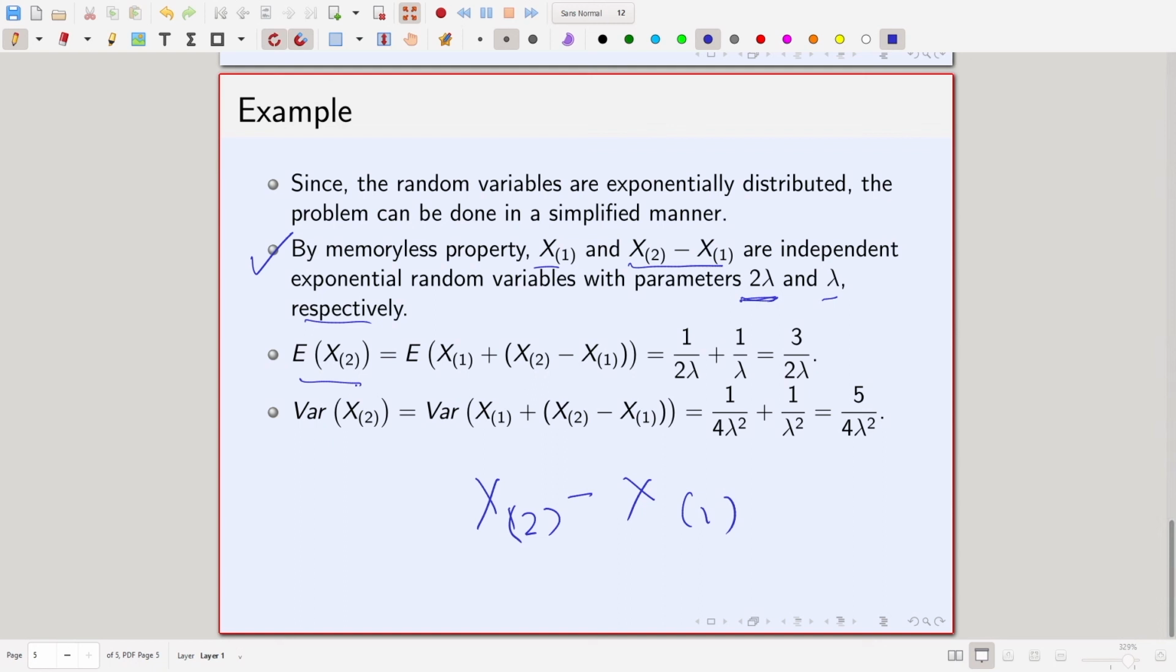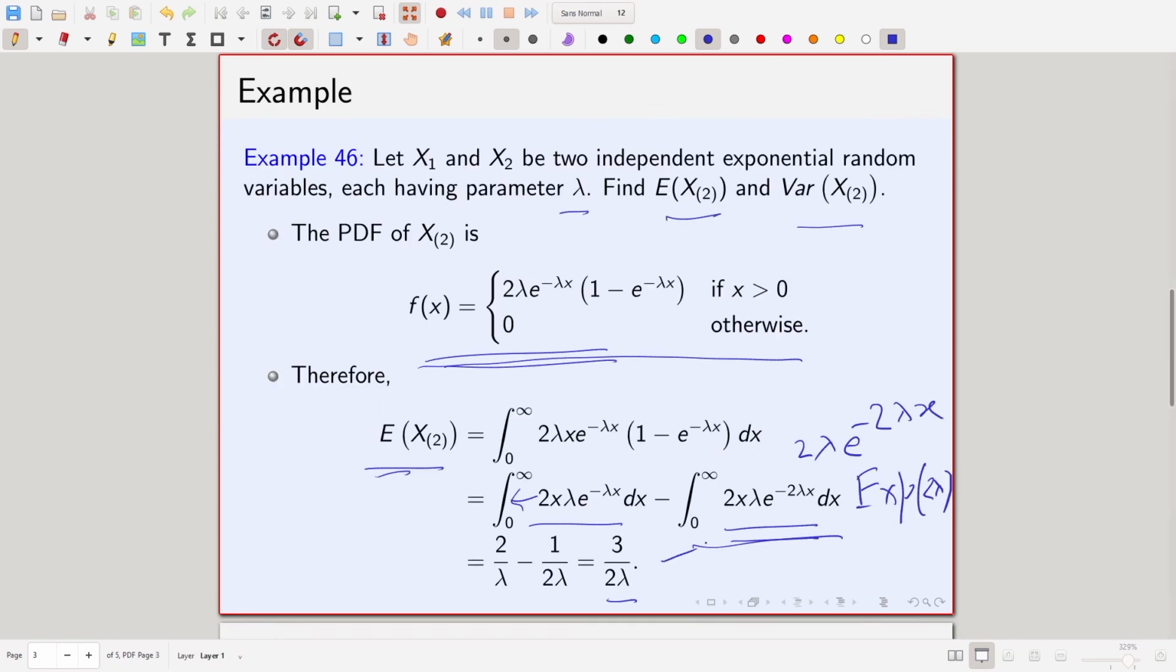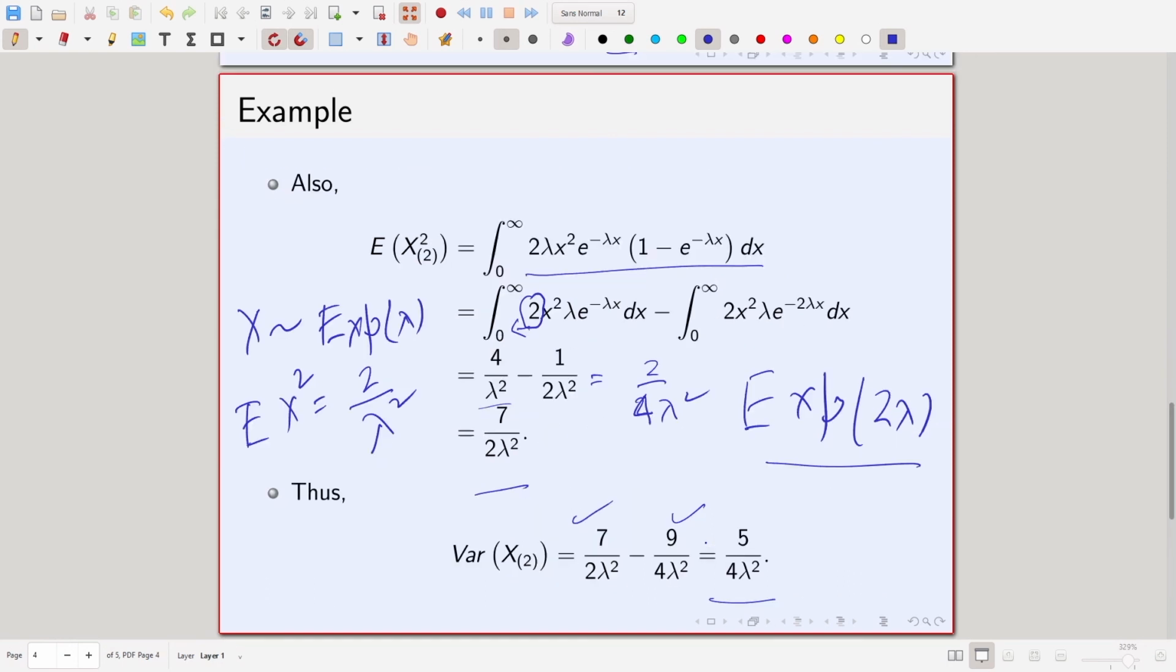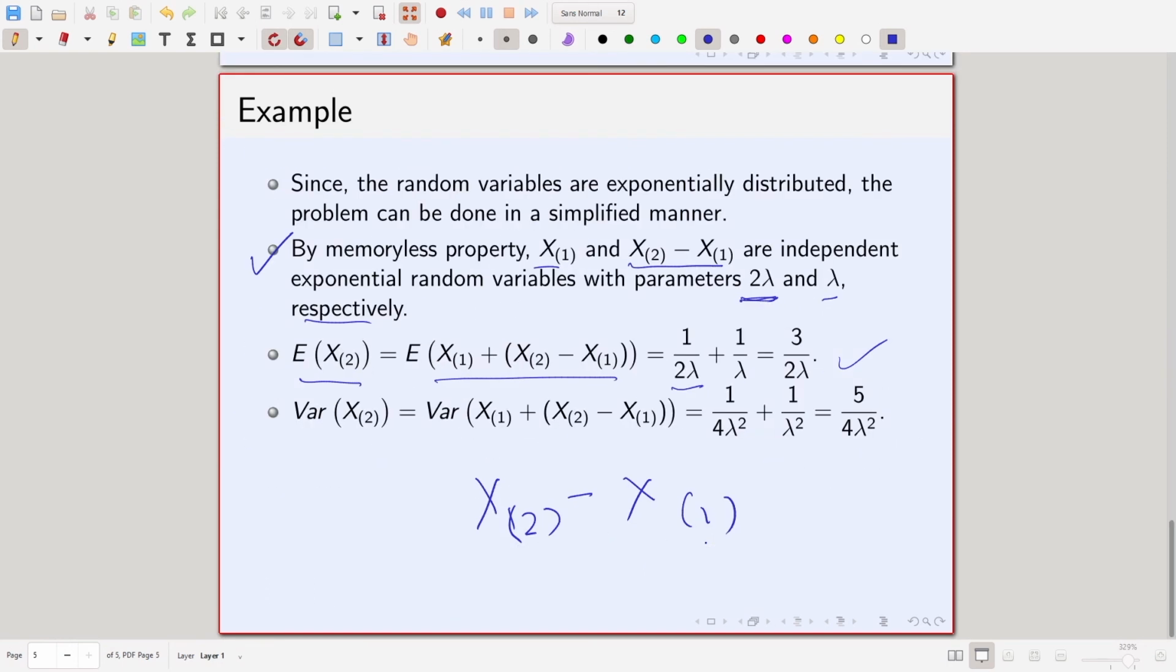So if you have to find the expectation of X2, you can simply write it in this way. Expectation is linear, so the expectation of X1, since it is exponential with parameter 2 lambda, has mean 1 over 2 lambda, and the expectation of X2 minus X1, since it is exponential with parameter lambda, is 1 over lambda. You get 3 over 2 lambda, which is the same answer that you got here. Fine. Obviously you should get the same answer because you are working out the same problem in two different methods.